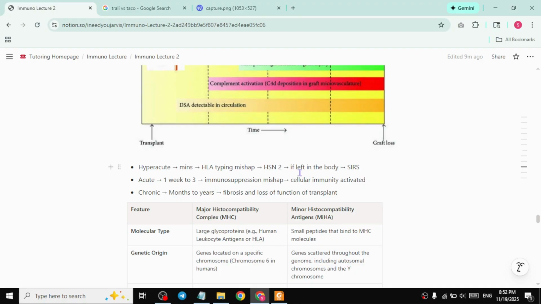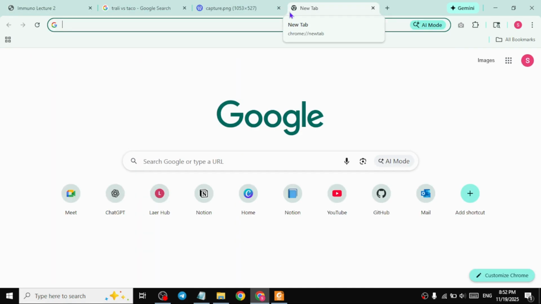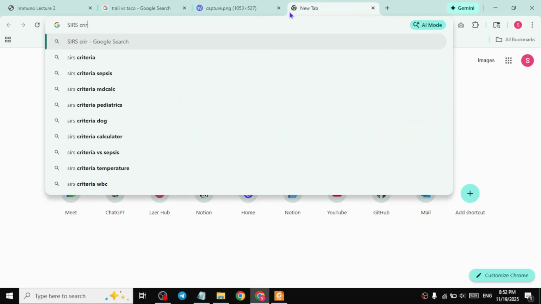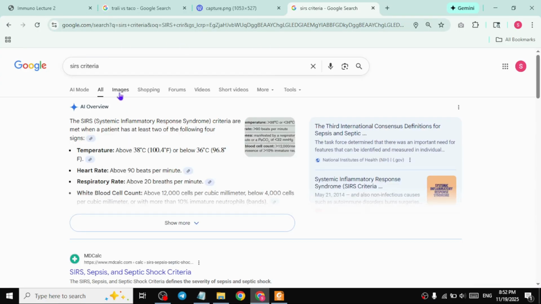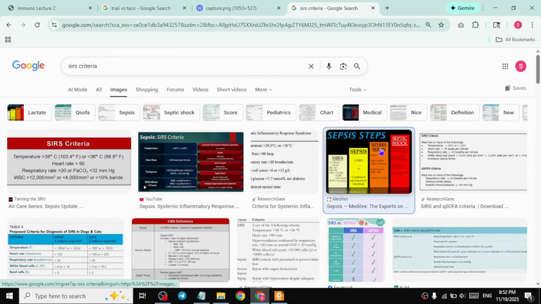This is type 2 hypersensitivity. If the transplant remains in the body despite this hyperacute reaction, you're going to start something called systemic inflammatory response syndrome, SIRS. If you want to go deep into this, look at the SIRS criteria. SIRS versus septic shock has to be understood. So let's try this one.